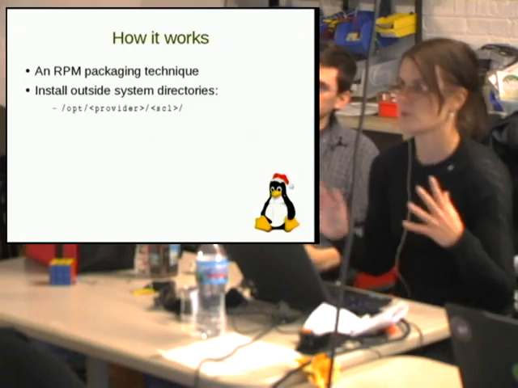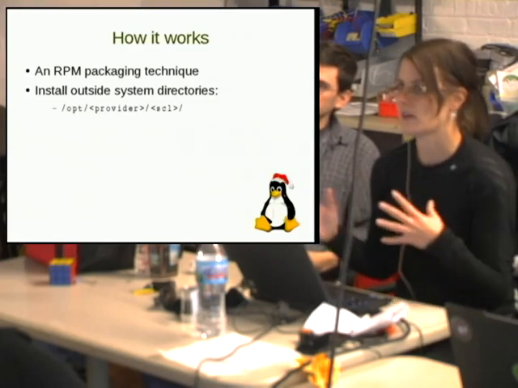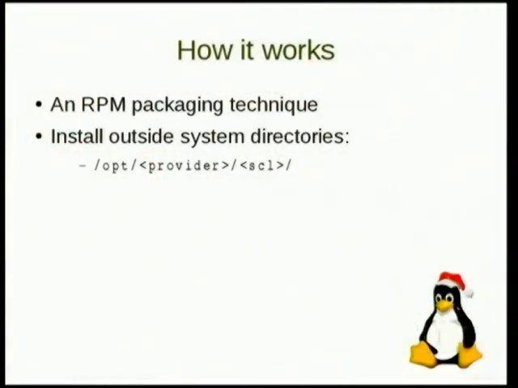Similar to some of the other ways you would use to do this, you install the software outside the system directories in this kind of tree: /opt/provider, which, for things coming from upstream, will be /opt/rh for Red Hat, and then the name of the software collection.